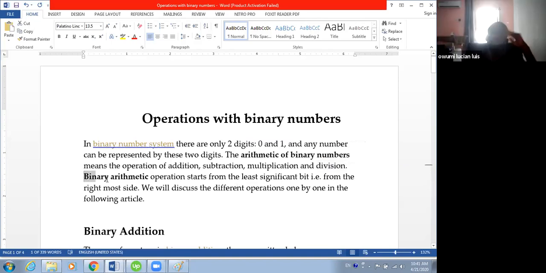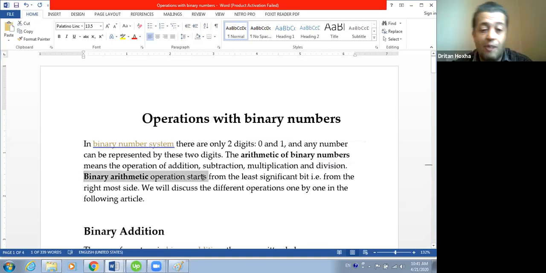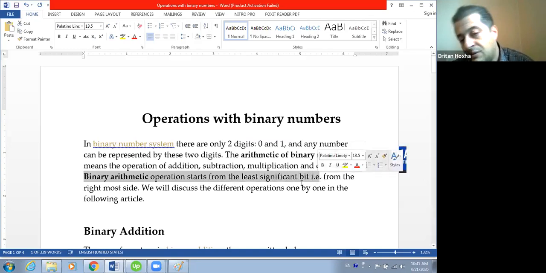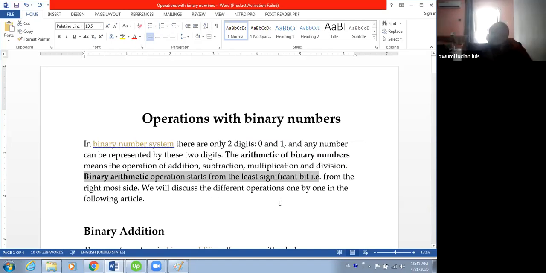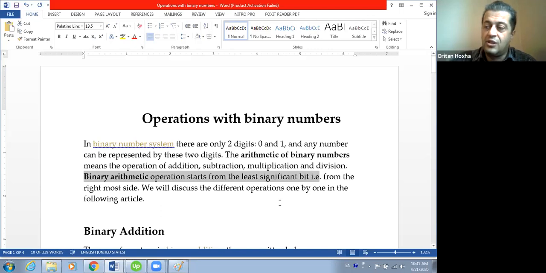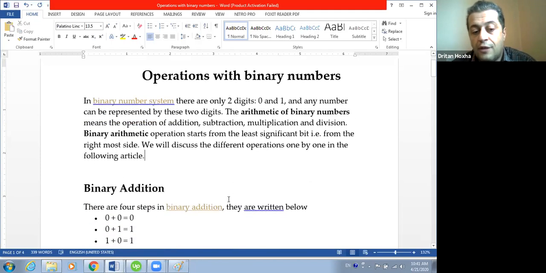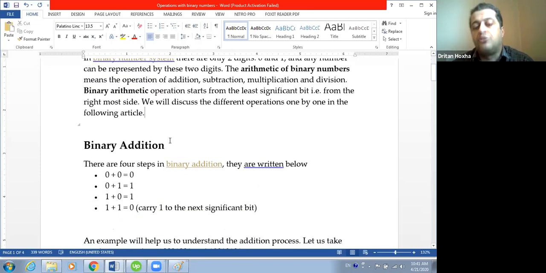Okay. We said binary arithmetic operations start from the least significant bit. So from the rightmost side, we start counting from the right to the left here. We said, for example, 0 times 1 plus 1 times 2 plus 0 times 4, etc. We started from the right to the left. We will discuss the different operations one by one in the following topics.